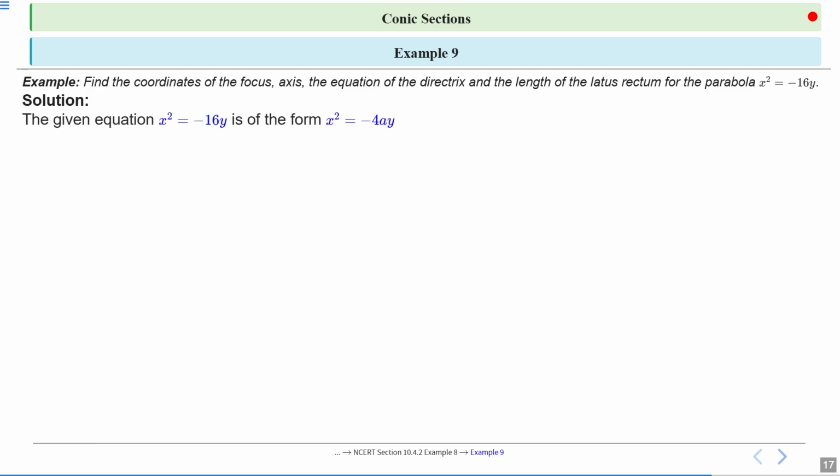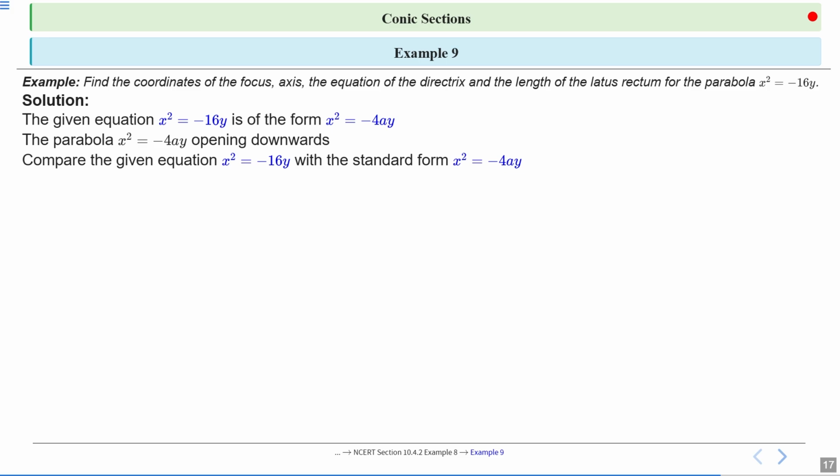So the given equation is x square equal to minus 16y, okay, and this equation is of the form x square equal to minus 4ay. So just compare the given equation with the standard equation x square equal to minus 4ay. Then you will get the parabola x square equal to minus 4ay opening downwards. Why? Because you can see here the coefficient of y is negative. So this parabola is opening downwards.